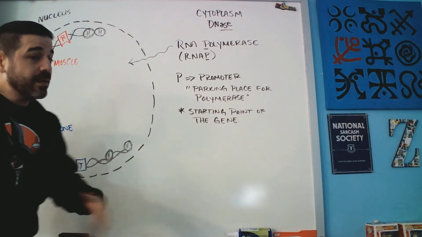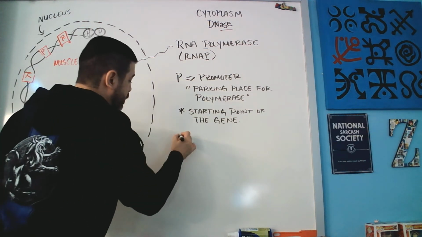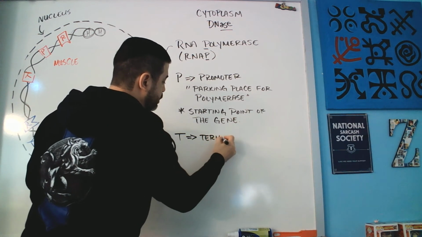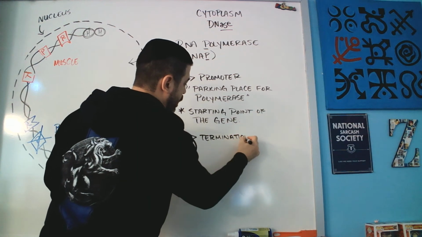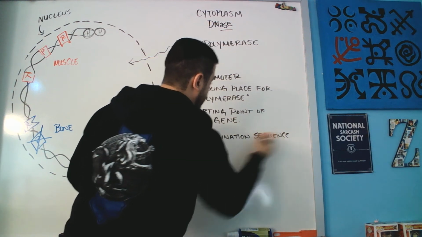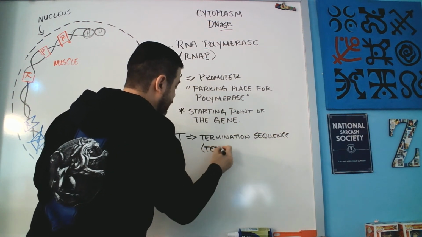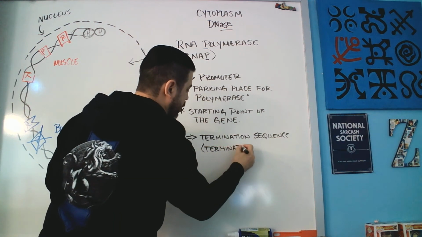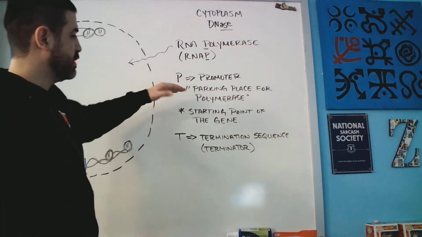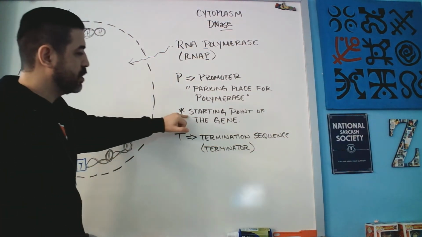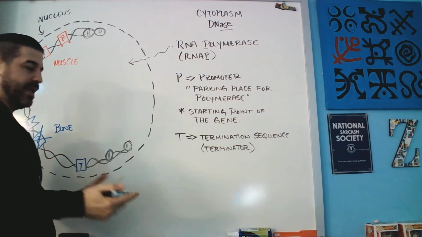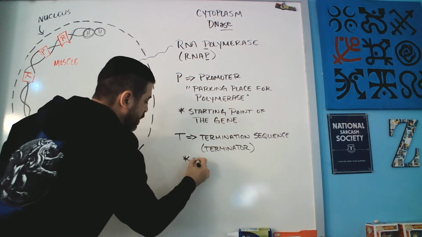If I need to know where to start, I also need to know where to stop, and that's where T comes in. And this is going to be my termination sequence, which is also known as the terminator, which I think just sounds cooler anyway, so that's probably what I'm going to be calling it, the terminator, right? So the termination sequence, if the promoter is the parking place, it's where you go first, it's the starting point of the gene, if you will. Then the terminator, based on the word termination, means to end, this will be the end point of the gene.